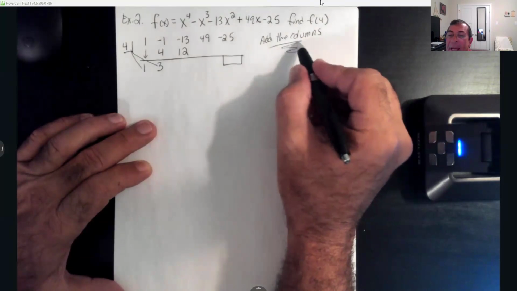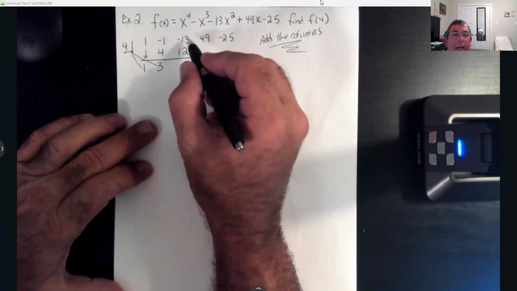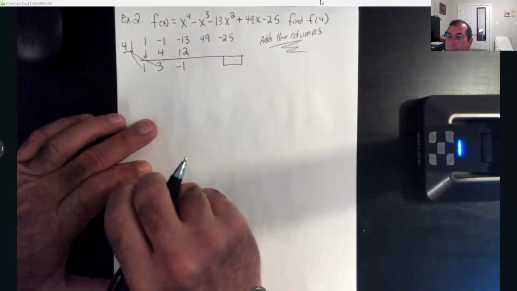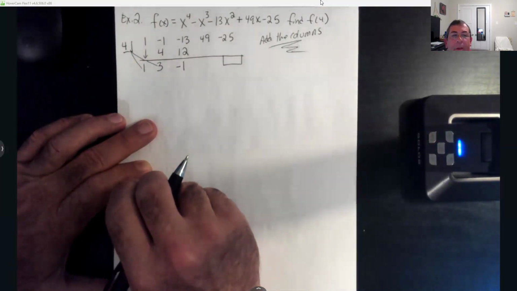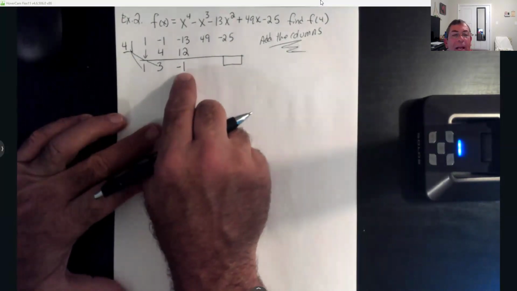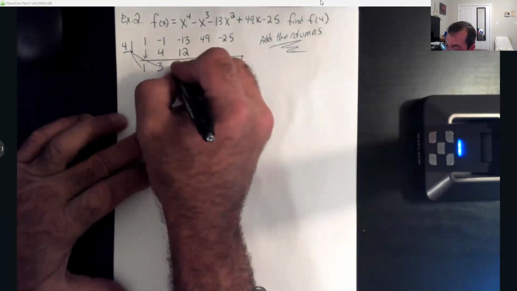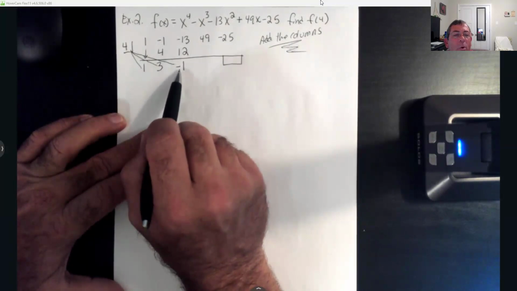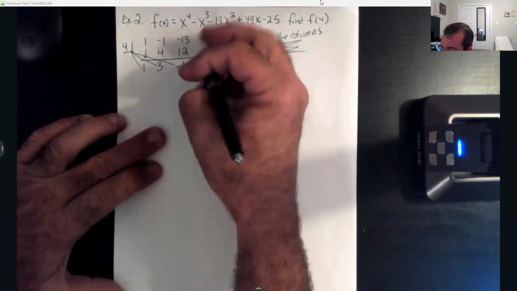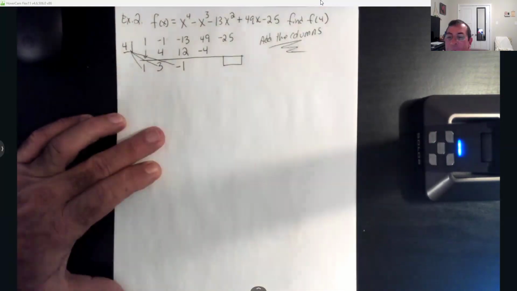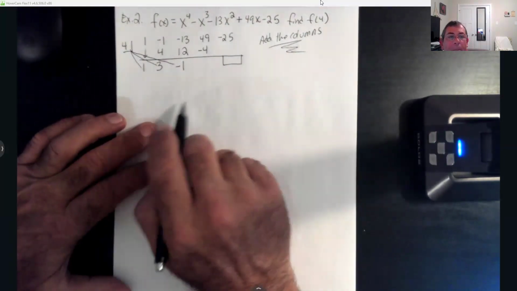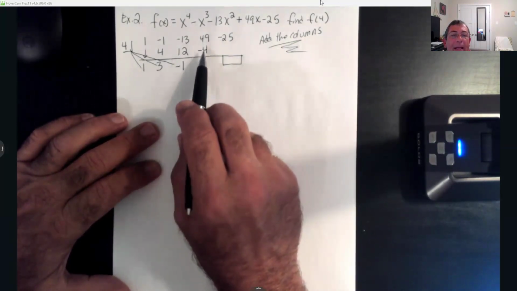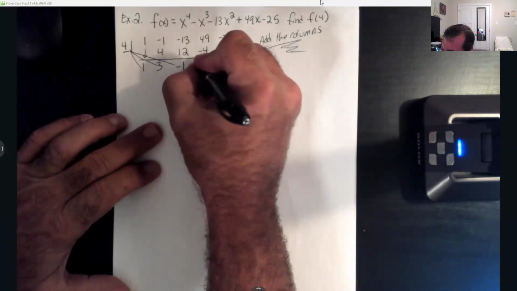All right, now remember we said you add the columns. So a -13 and a 12 is going to give us a -1. All right, so the -1 is below the line again. So now I'm going to take that -1, multiply by that 4. So everything's getting multiplied by the 4. So -1 times 4 makes that a -4. All right, so I need to add this column now. Well, 49 and -4 give me a 45.